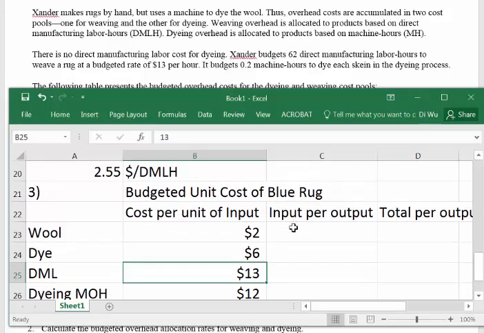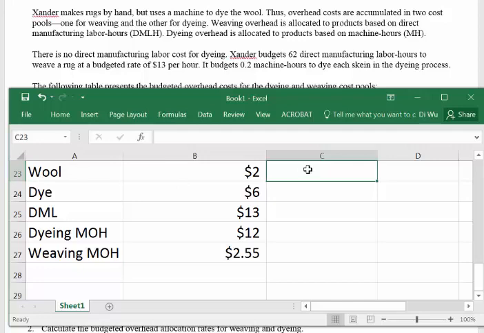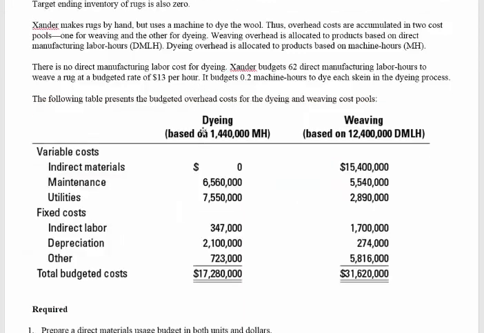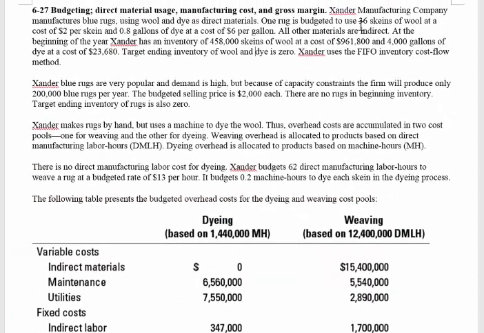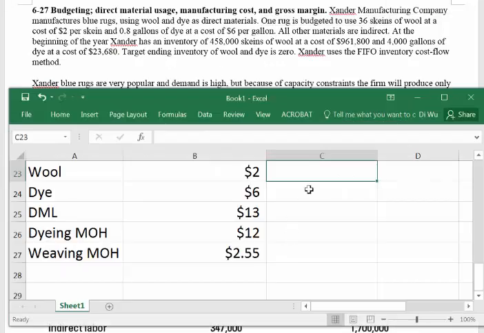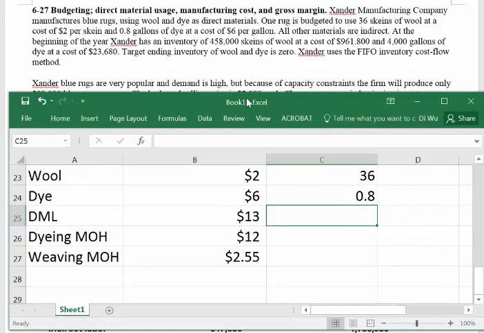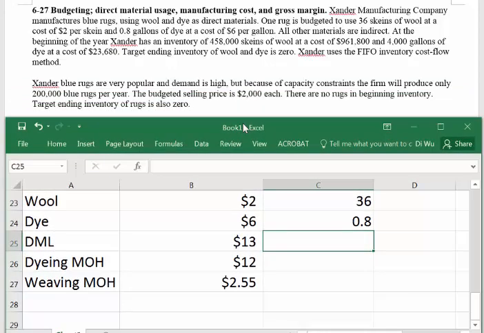Then the input per output is, in order to make one rack, how many units of wool? The question says we need to use 36 skeins. So how to find it? You can read the question, and it says one rack is budgeted to use 36 skeins right here, right? So that's how you get 36. Then the next is for dye, we need to use 0.8 gallon. So we're looking at 0.8 gallon. Then for direct manufacturing labor, we're looking at 62 hours. 62 hours. So where to find it?